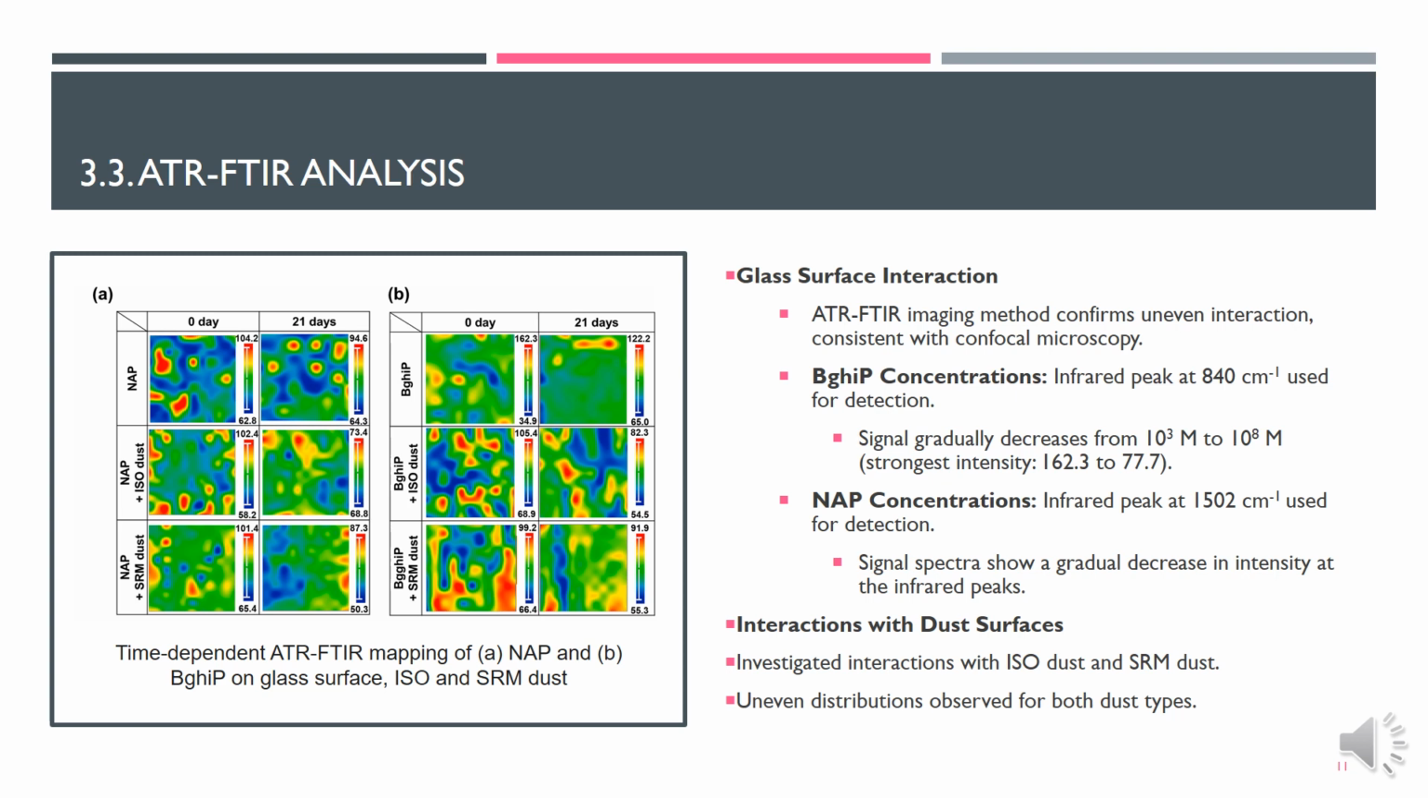The same spectral trends were observed for naphthalene, with the infrared peak at 1502 cm-1 serving as the marker for recognition at different concentrations. However, more notable reductions were observed for the characteristic infrared peaks representing benzopyrene and naphthalene.